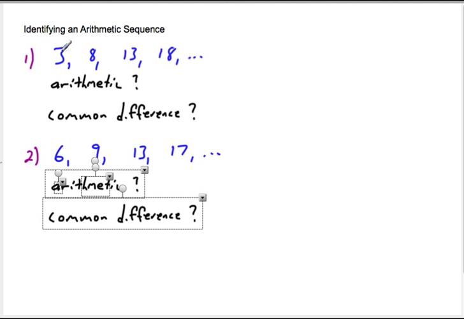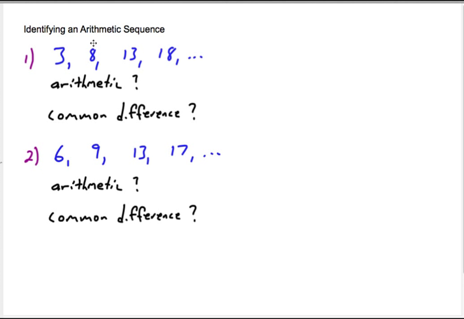So if we were given this sequence here, 3, 8, 13, 18, we need to find out, is this arithmetic? And again, if the sequence is arithmetic, the difference between the terms is always the same. So 3 to 8, that's a difference of 5, and then 8 to 13 is a difference of 5, and 13 to 18 is a difference of 5. So we can say that yes, it is arithmetic, and the common difference in this case will be 5.